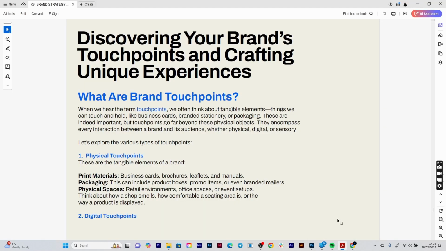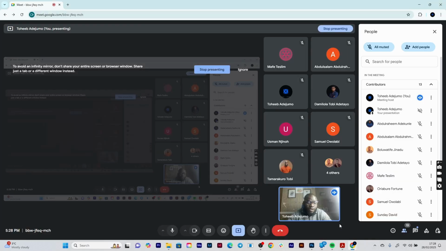What is a brand touch point? A lot of people don't understand this, and I once asked on my WhatsApp status: if somebody says logo, what kind of touch point is a logo? Because when they say touch point, what a lot of designers usually think about is business cards, posters, letterheads. They start thinking about mock-ups that will relate to that brand.